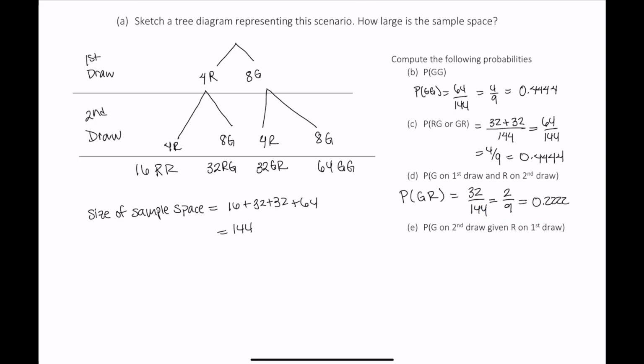Finally, part E. Now we want the probability of a green on the second draw given a red on the first draw. So probability of green given red. So red for our first draw is here, and green for our second draw is here. And again, that's 32 out of 144. So 2/9 or 0.2222.